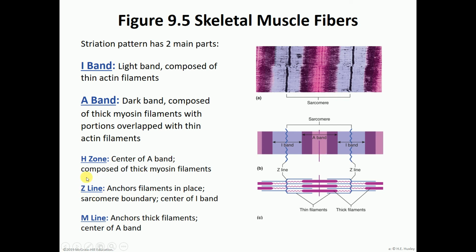Your Z line is where these actin fibers connect or anchor to each other, while your M line is where the myosin fibers connect to each other.